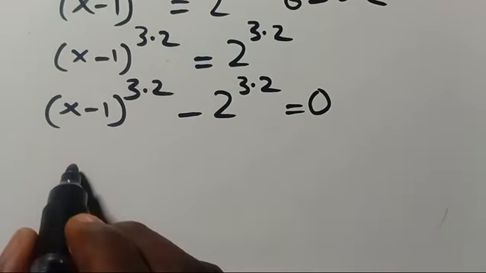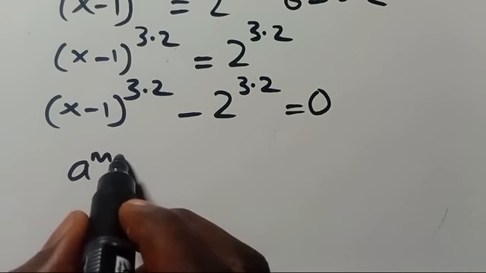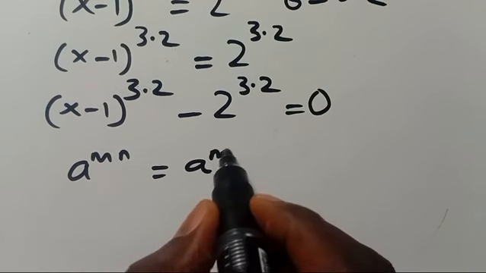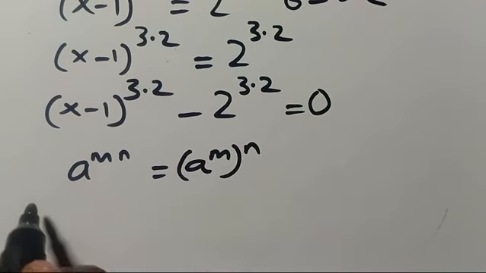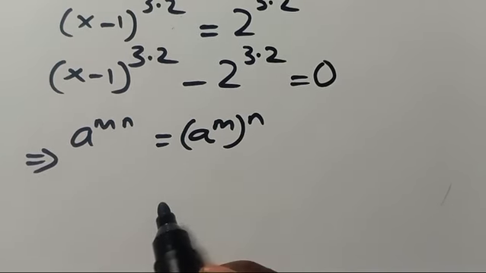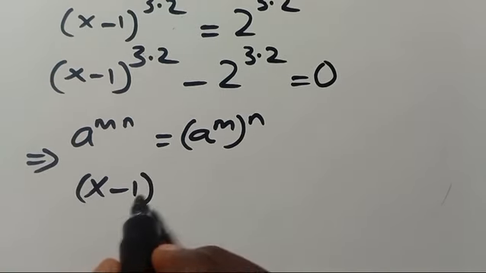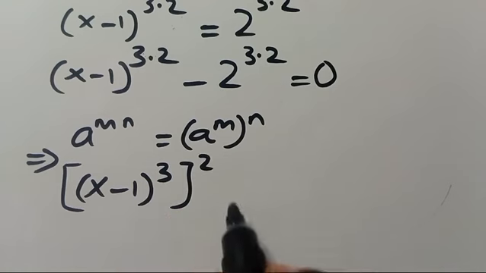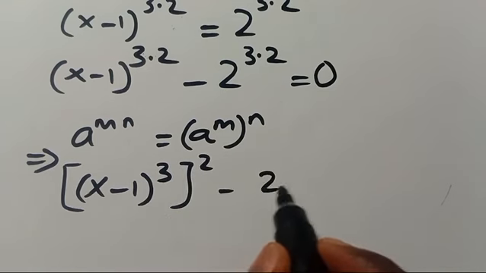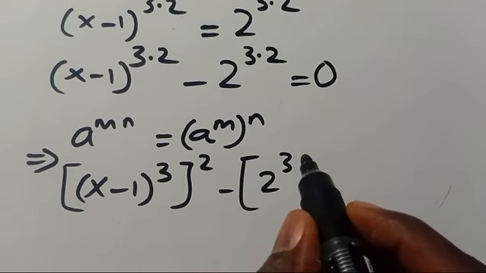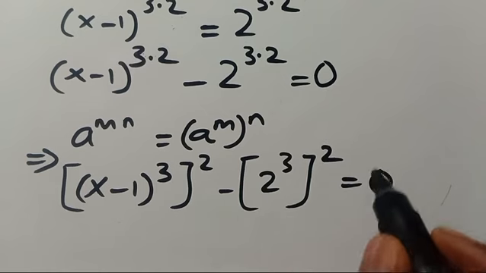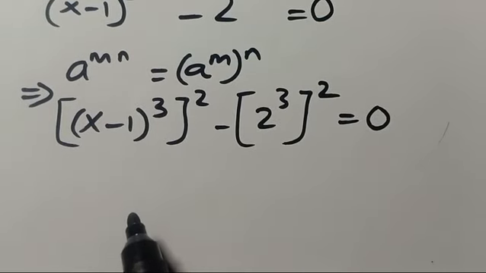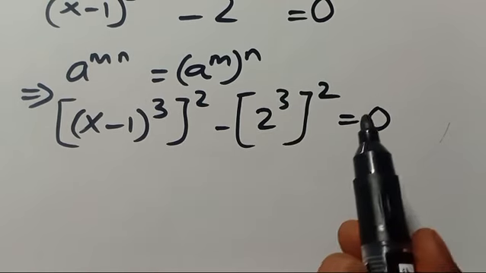So from here, recall that when we have a^(m×n), we can rewrite this as (a^m)^n. So this implies from here we have ((x − 1)^3)^2 − (2^3)^2 = 0. Then when we consider the power, it goes with difference of two squares, because this one has power 2, this one has power 2.